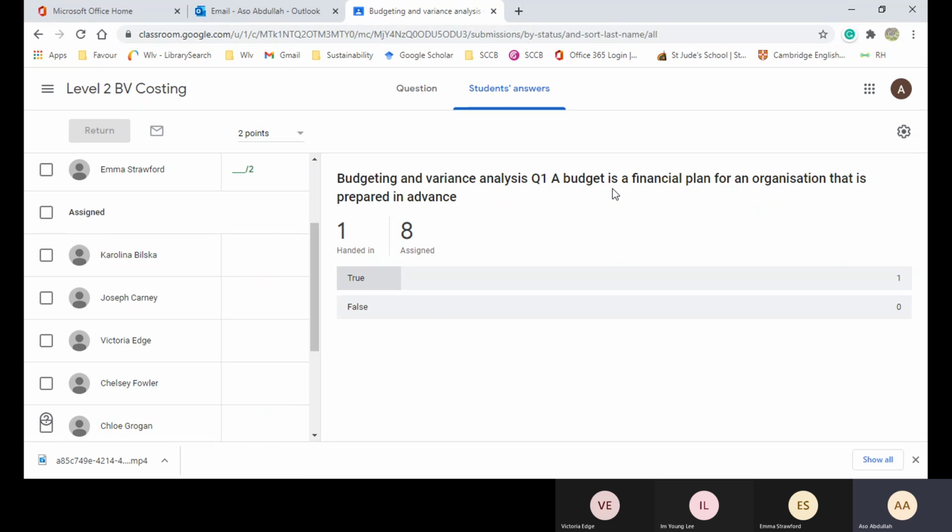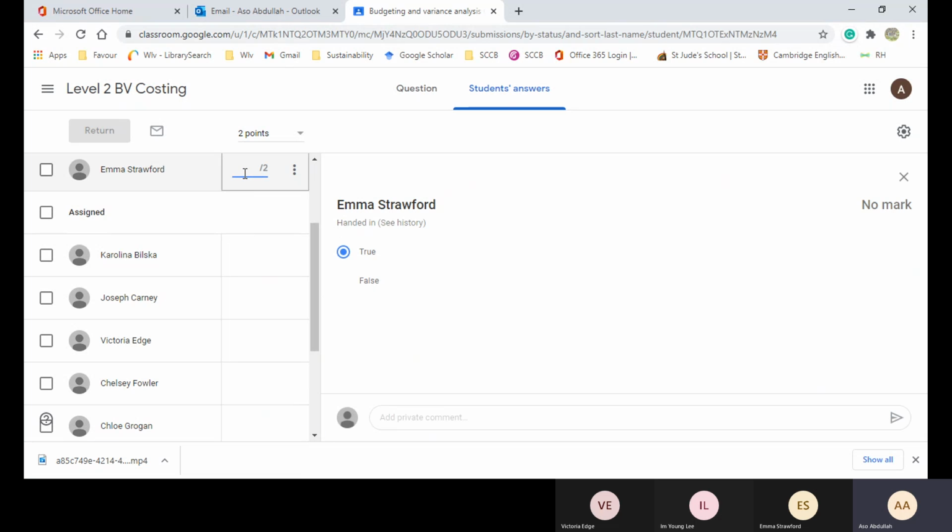A budget is a financial plan for an organization that is prepared in advance. So the correct answer is true, because we're preparing a budget for the future in order to control our expenses and in order to achieve our sales target figure. Okay, so the answer is true.